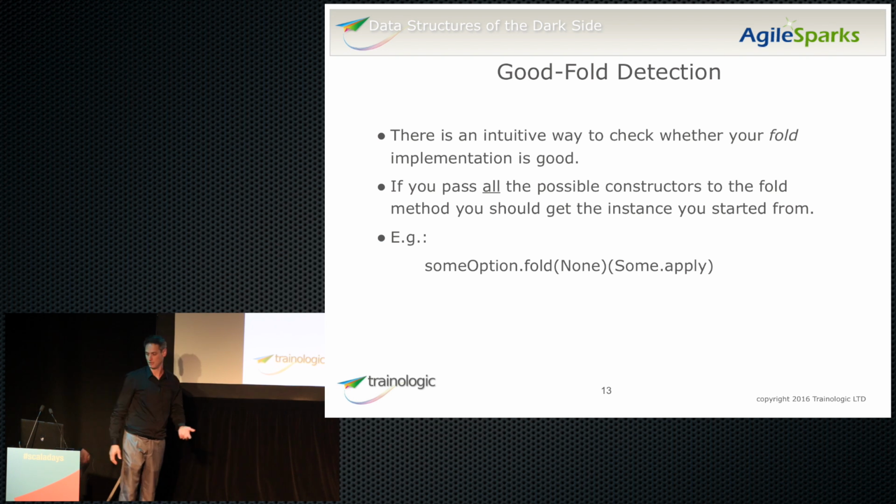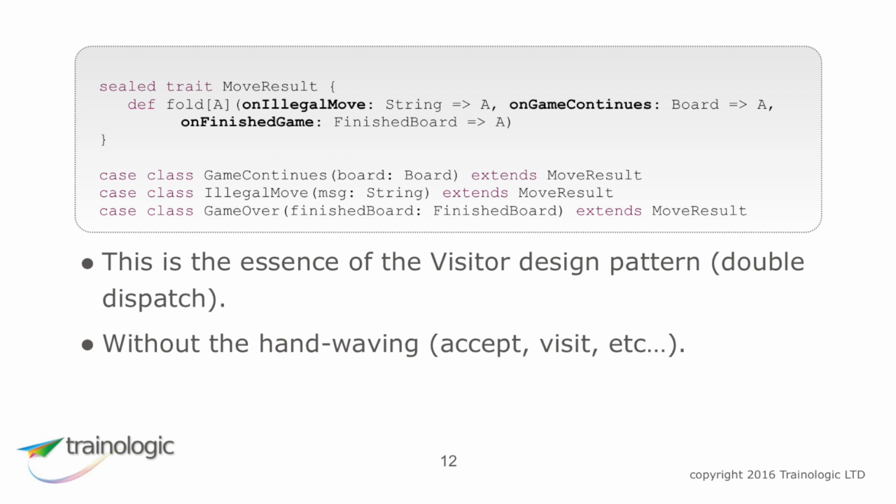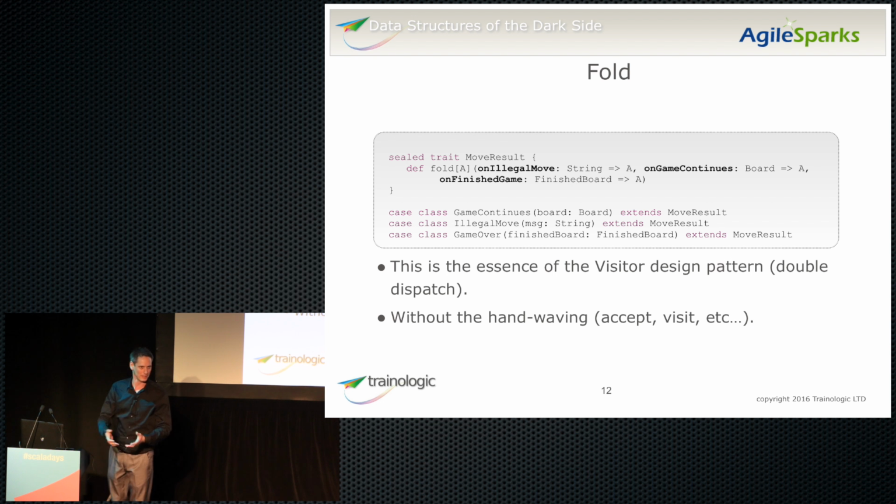I can check it. For example, in our previous scenario, is my fold for move result a good fold? Let's see. Can I provide the on illegal move, the illegal move apply? Yes. Here, the game continues apply, and here, the game over apply. And I will get the original object I started with. So this is a good fold. Okay, I have now some mechanism to check my folds. It's not mathematically proven, but it's a nice intuition.